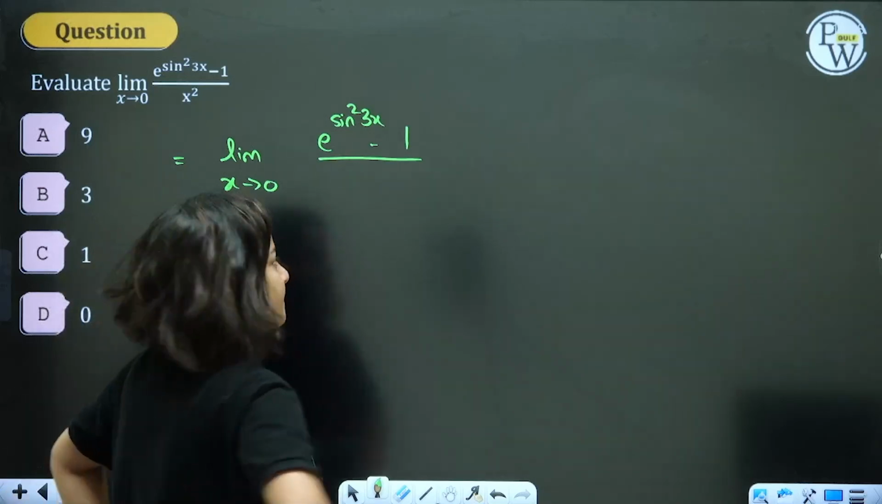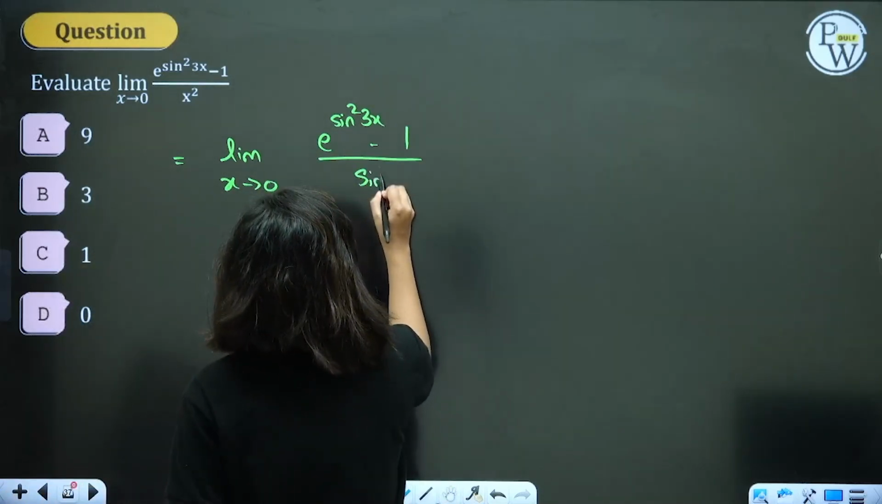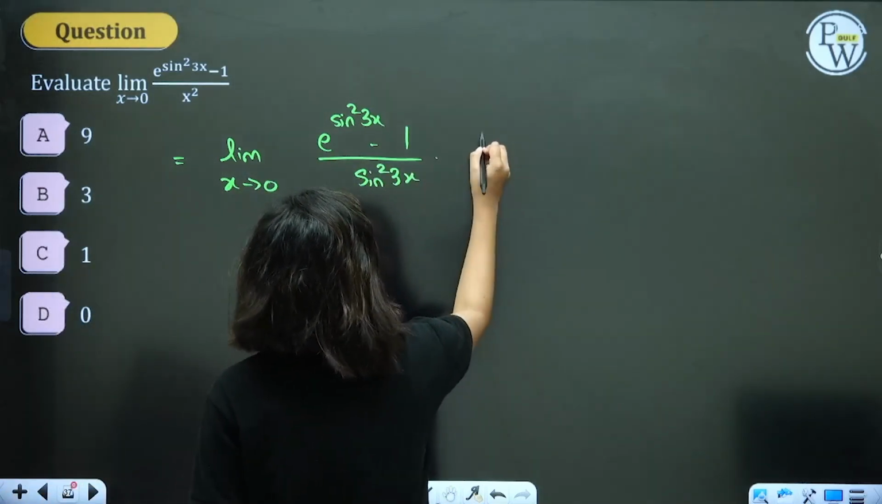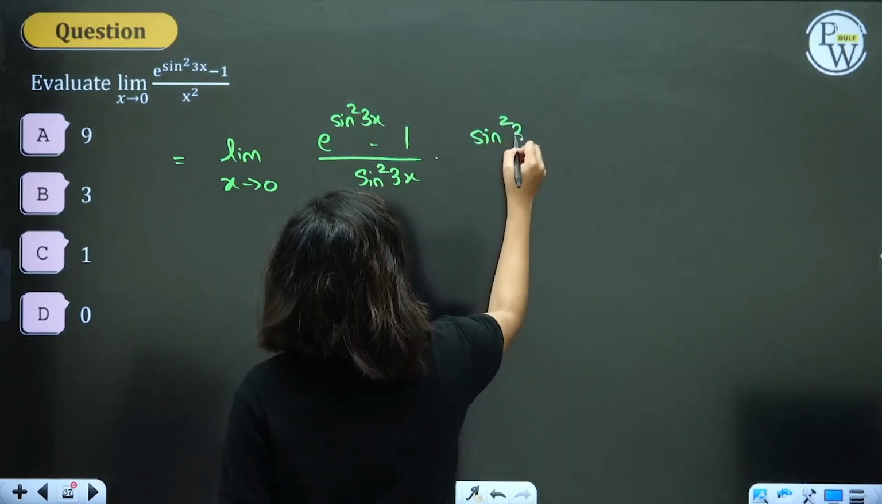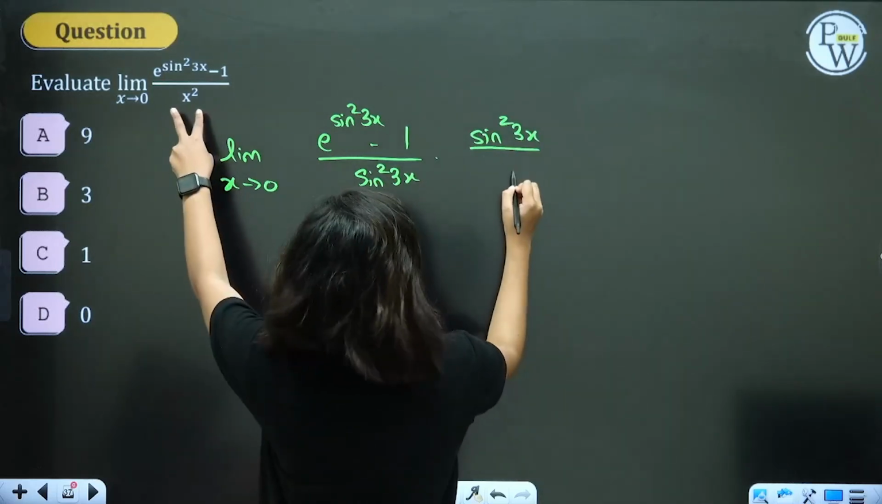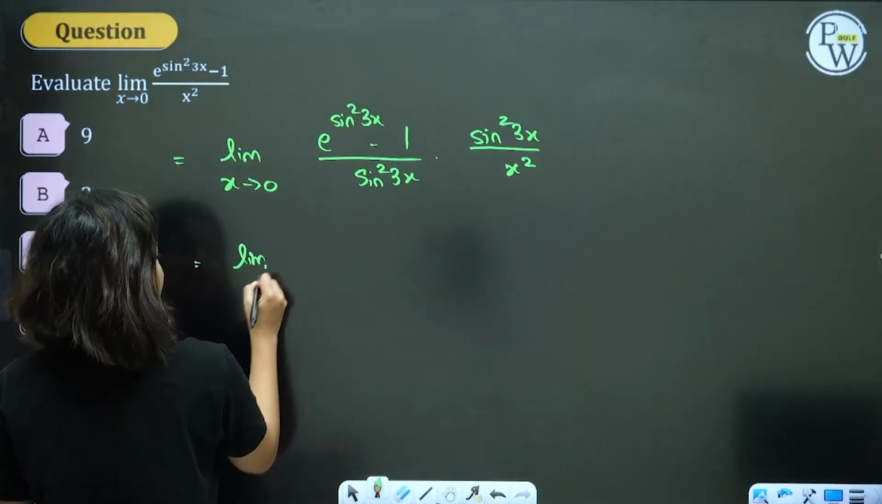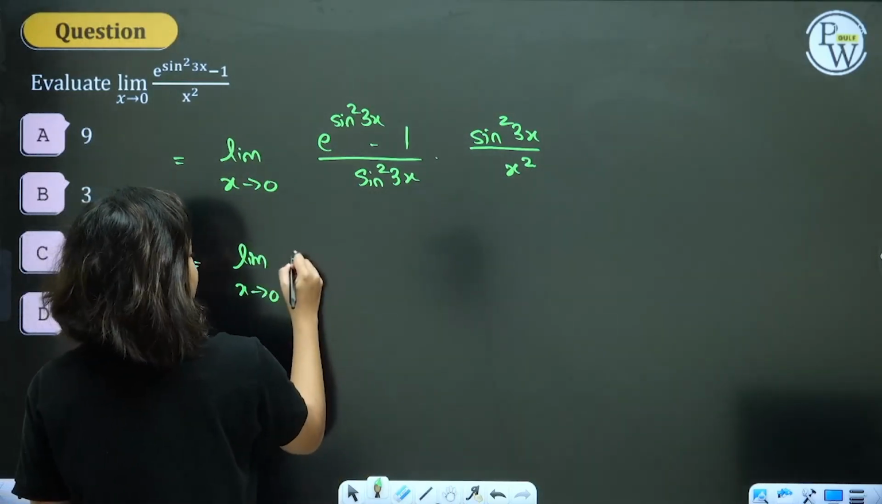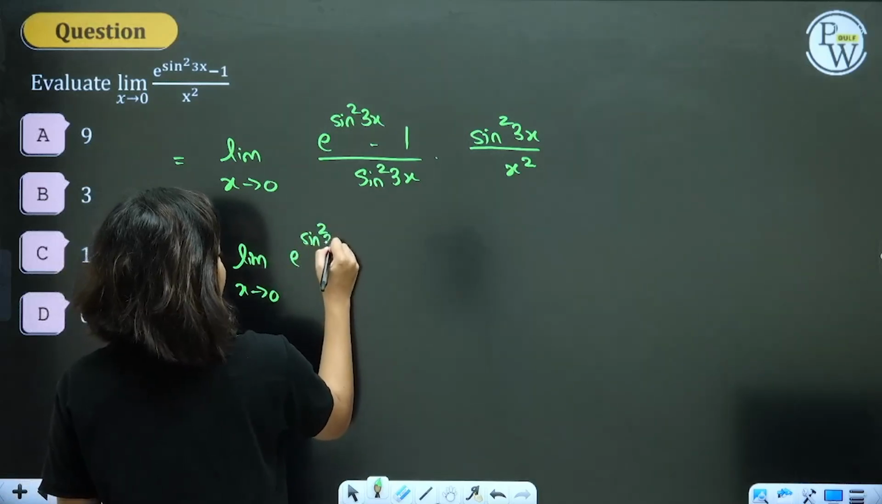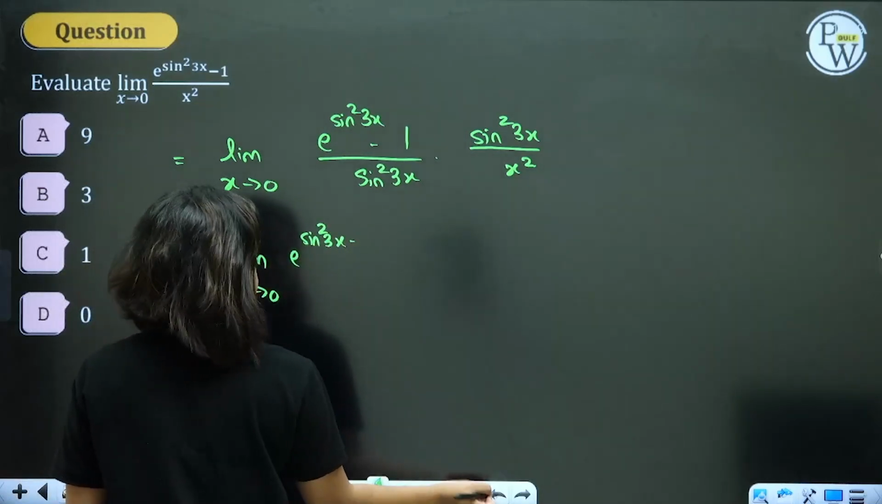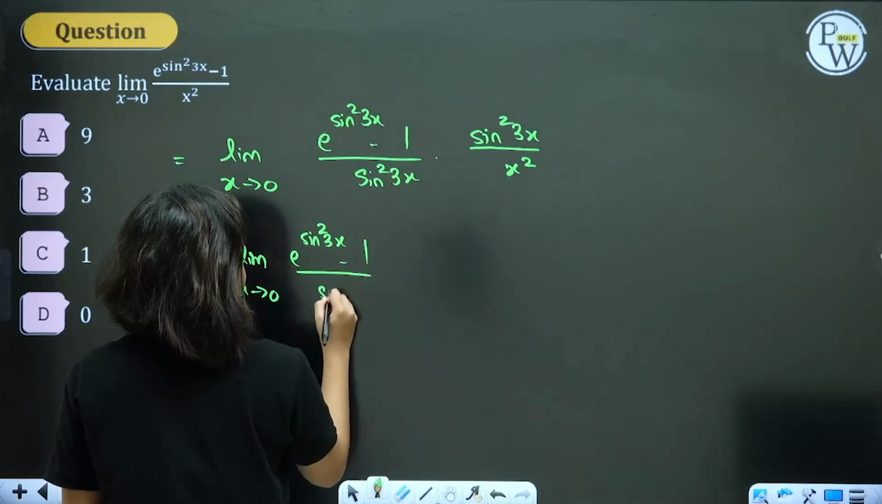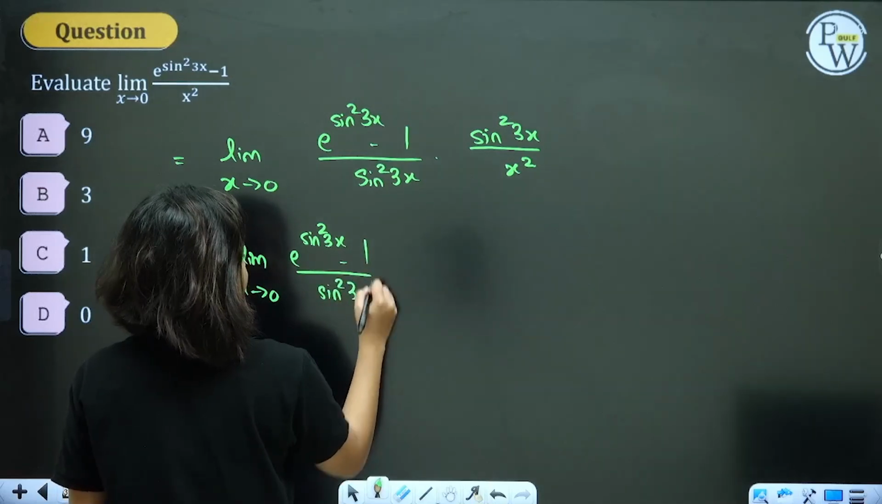If I want the standard format, this has to be sine square 3x. So, multiply and divide with sine square 3x. What is left again? x square. Very good. Limit x tends to 0. This forms a nice formula: e raised to sine square 3x minus 1 upon sine square 3x.